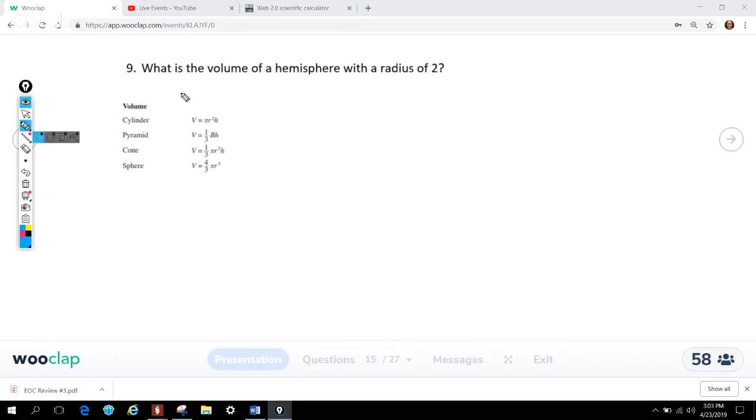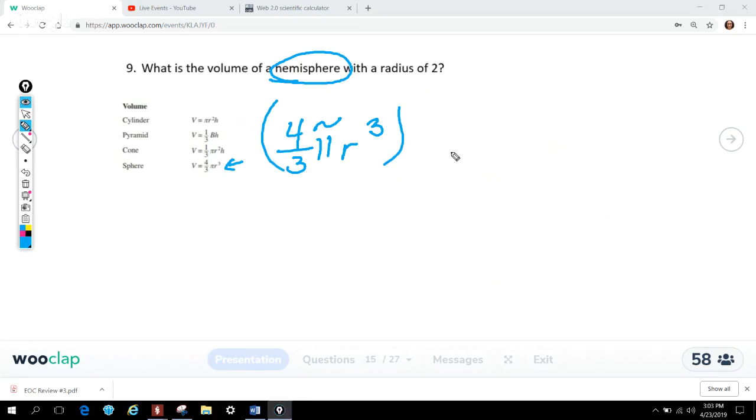This says hemisphere. A hemisphere is half of a sphere. So what you're going to do when they have hemisphere is follow the formula for a regular sphere, but then just divide it by 2. Just like when you have a diameter and you have to divide it by 2, that's what we're doing here. So the formula for a sphere is 4/3 times pi times the radius cubed. But I need a hemisphere, so after I get this answer, then I'm going to divide that by 2.